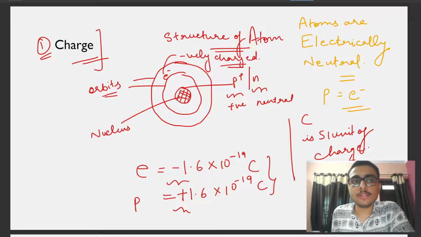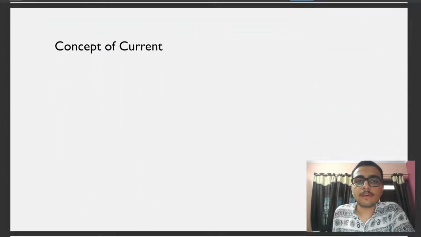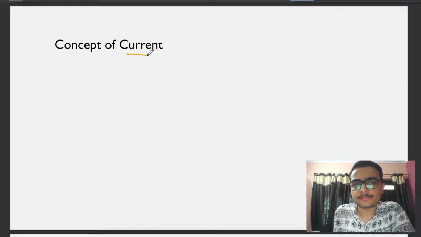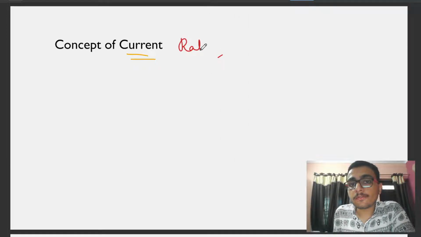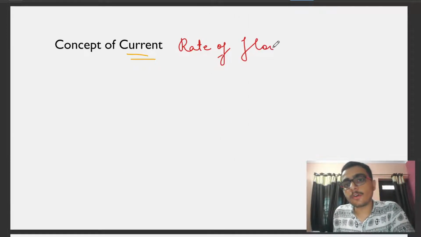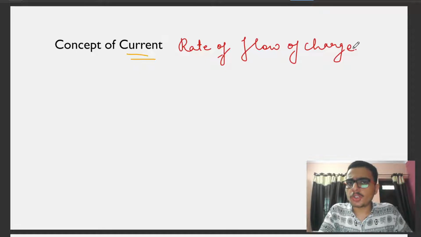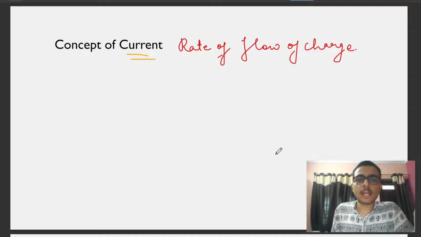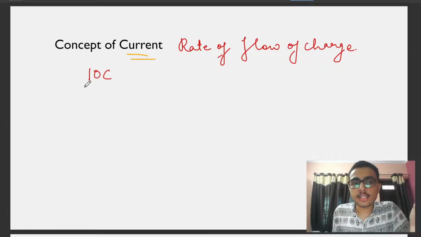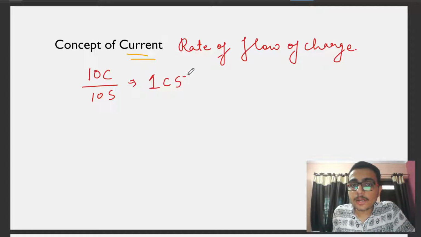Now let's move ahead to the next slide, which says concept of current. What is current? Current is nothing but the rate of flow of charge. When the charge flows, how much charge flows in how much time? That is current. If I say 10 coulombs of charge flows in 10 seconds, you will say 1 coulomb of charge flows per second. This is nothing but current.